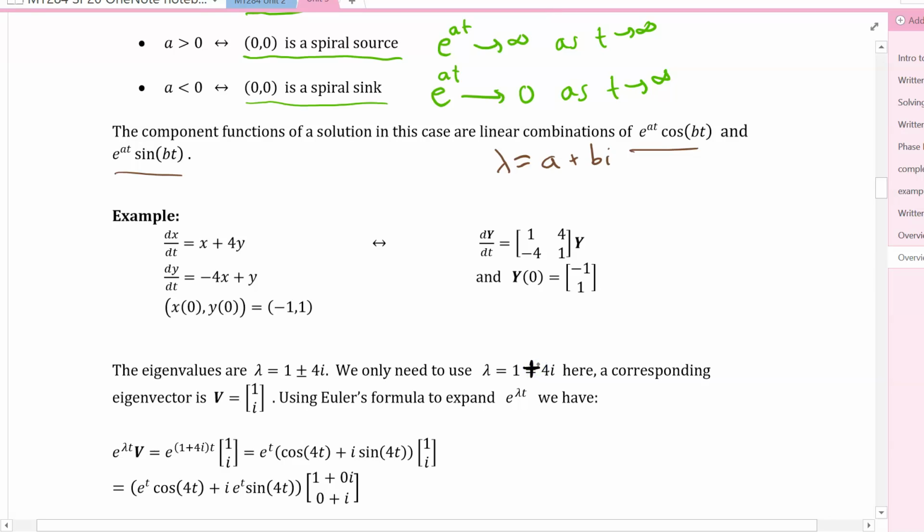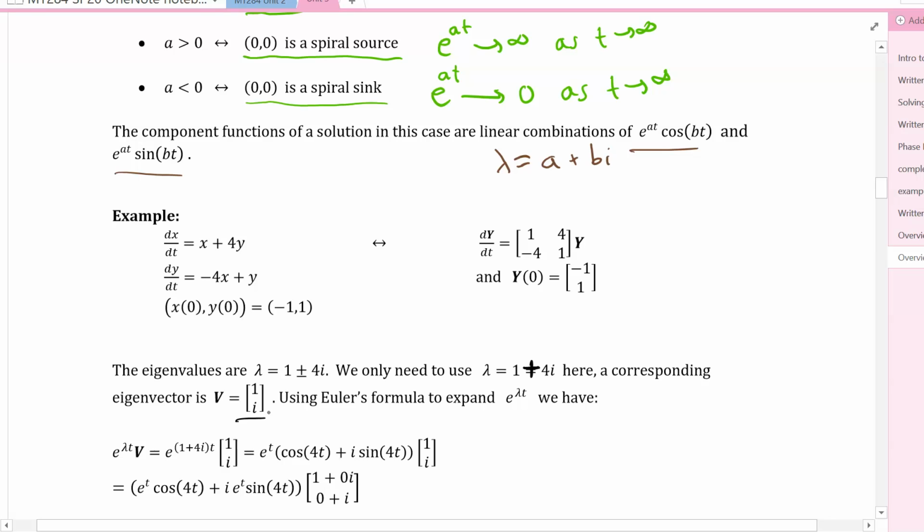It's not that we couldn't use 1 minus 4i, but we only need 1 plus 4i to accomplish our goal, which is writing down a general solution and using that general solution to help us solve this initial value problem in the example. It can also be shown that a corresponding eigenvector to this eigenvalue, 1 plus 4i, is the vector (1, i). Now what's a little bit more complicated about this than case 1 is we've got complex numbers as our eigenvalue and as our components inside of our corresponding non-zero eigenvector.